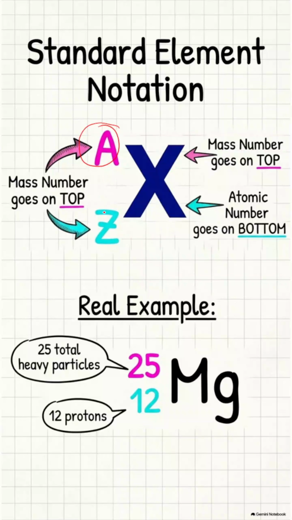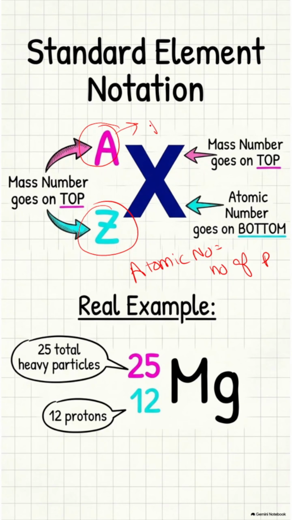Mass number, while the number that is present on the bottom is indicating the atomic number. Just for your recall, atomic number is basically the number of protons, while the mass number is the sum of the protons plus neutrons. Here you can see a real example, that is magnesium.